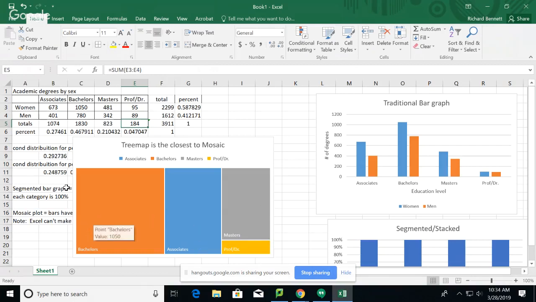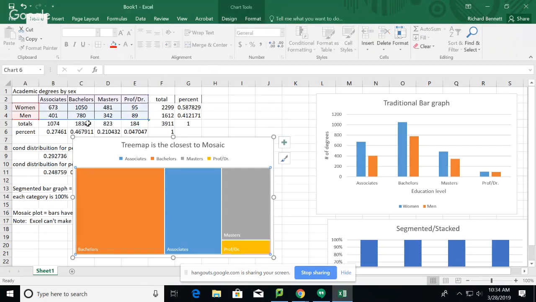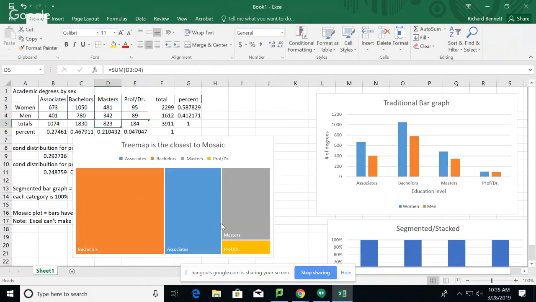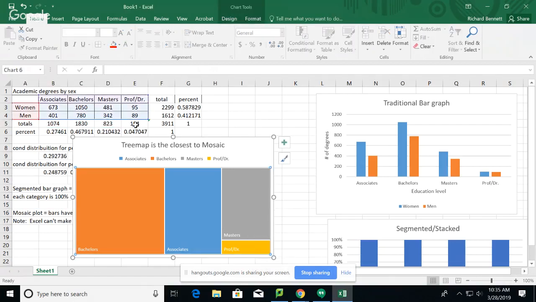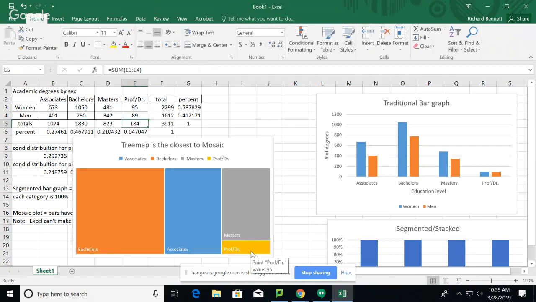But basically, the idea here is you can see that the bachelors are the largest, associates are second largest, masters are third largest, and professional degrees are fourth. But they should not be on top of each other. They should be side by side. And the professional should be much thinner, about 1/8 the size of the master's degree. So this is the closest we can get to the mosaic, because Excel won't make the mosaic graph.